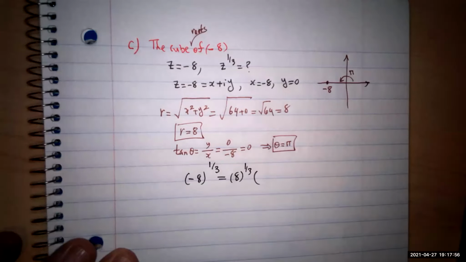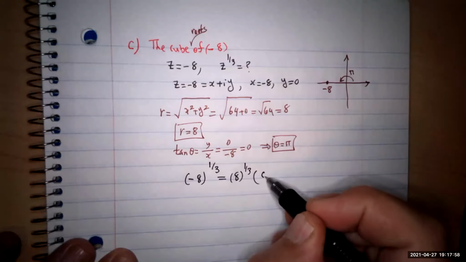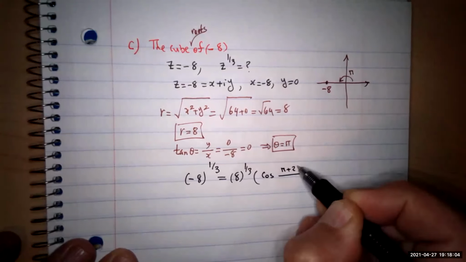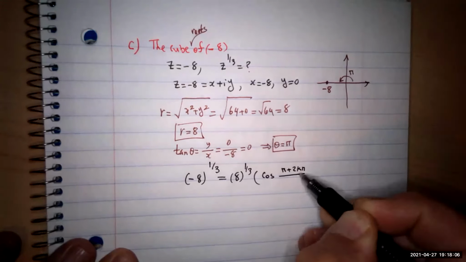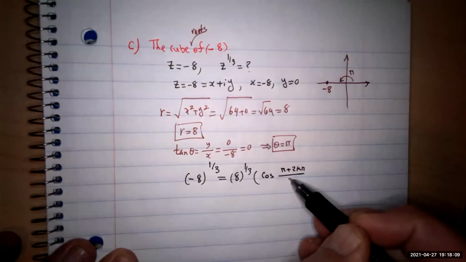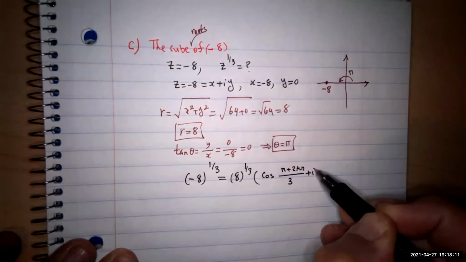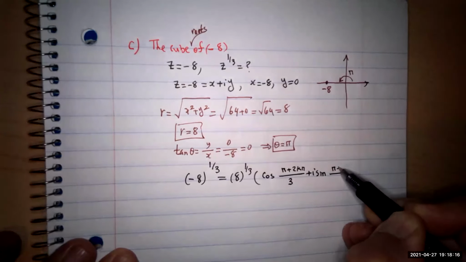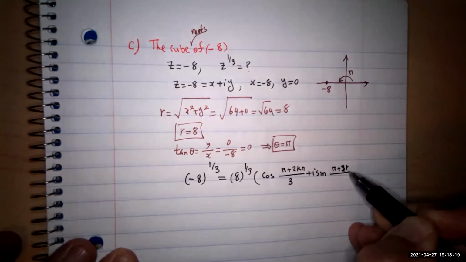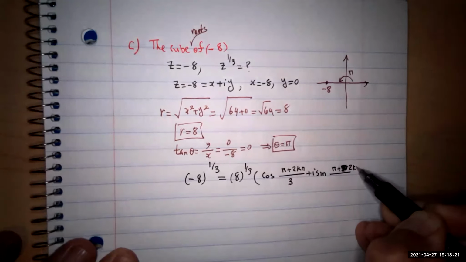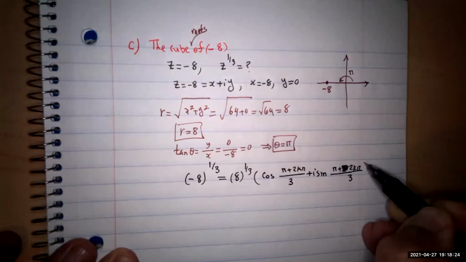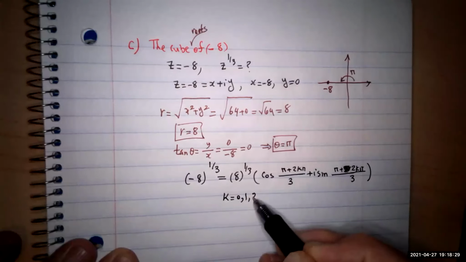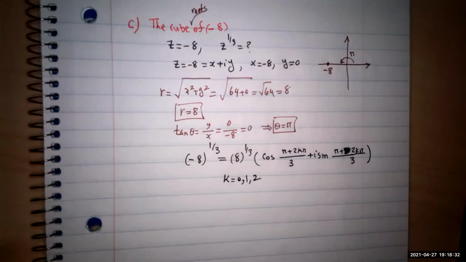Those CIS that we talk about. So it's going to be the cosine of what? Theta, which is pi, plus 2k pi, divided by 3, this is the third root, plus i sine of, again, pi plus 2k pi, it's a CIS, 2k pi divided by 3. Now the k is going to be 0, 1, and 2, because we are interested in 3 solutions.